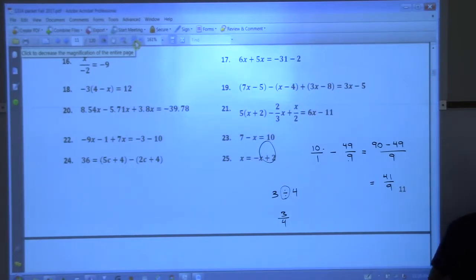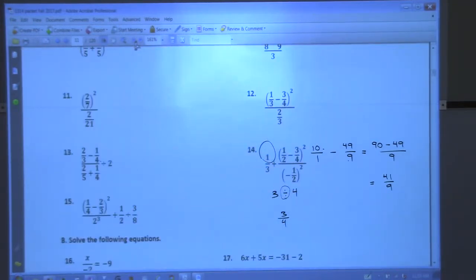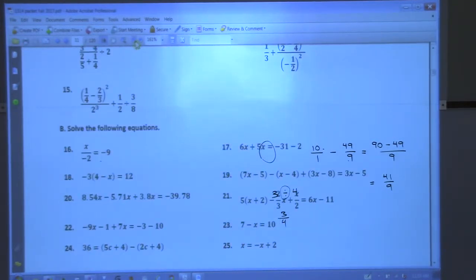So I thought I saw a hand go up, no? Yes? I need help on number 19, page 11B. Page 11, part B, number 19. Okay.